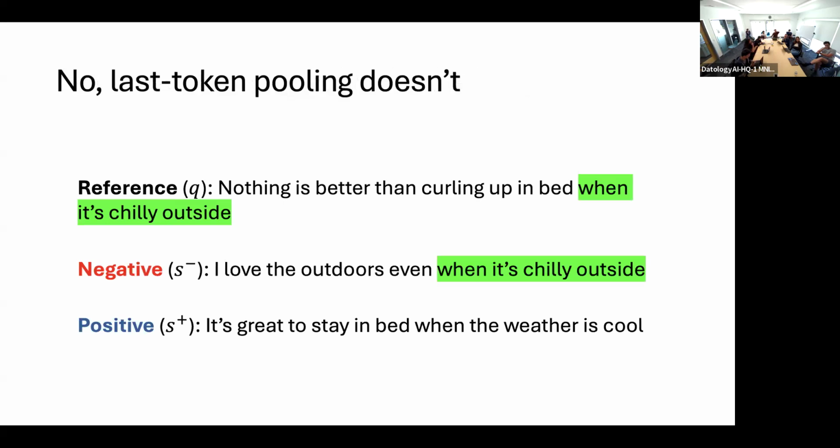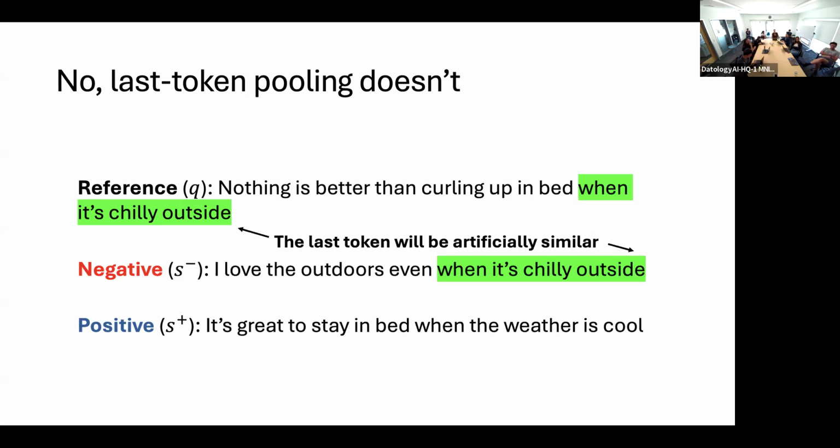If you look at a different example, now what we're going to do is the exact same thing as before, except we're going to flip the order. So now the identical parts between the reference and the negative are going to be at the end. "Nothing is better than curling up in bed when it's chilly outside." And "I love the outdoors even when it's chilly outside." These are semantically different, but the last couple words are going to be identical. And so the next token prediction of a language model that isn't doing anything special is going to be biased by the fact that these last few tokens are very similar. So in this case, last token pooling will overestimate the similarity between these sentences, just because the token after "it's chilly outside" is going to be similar regardless of the context.